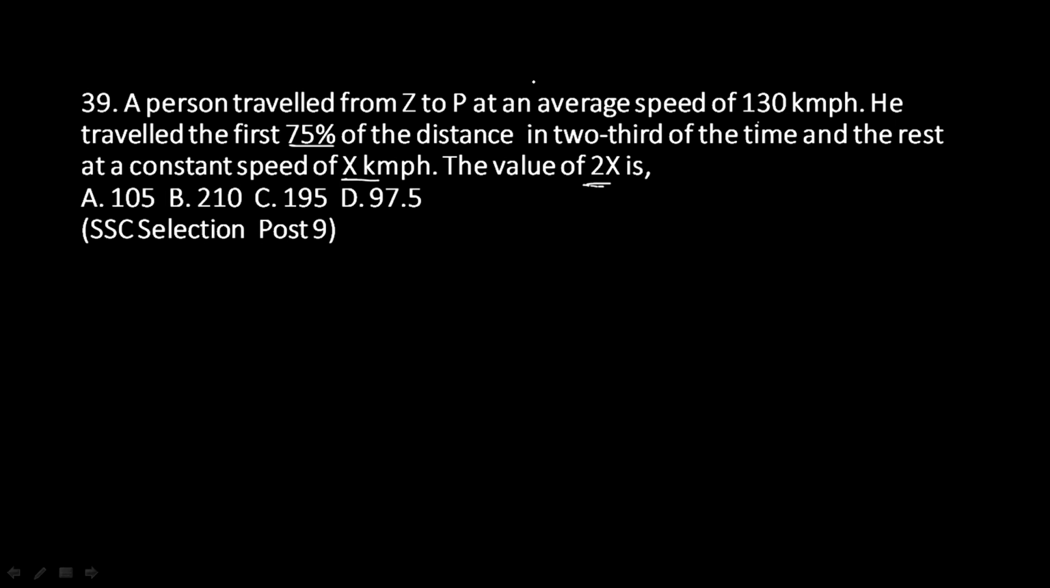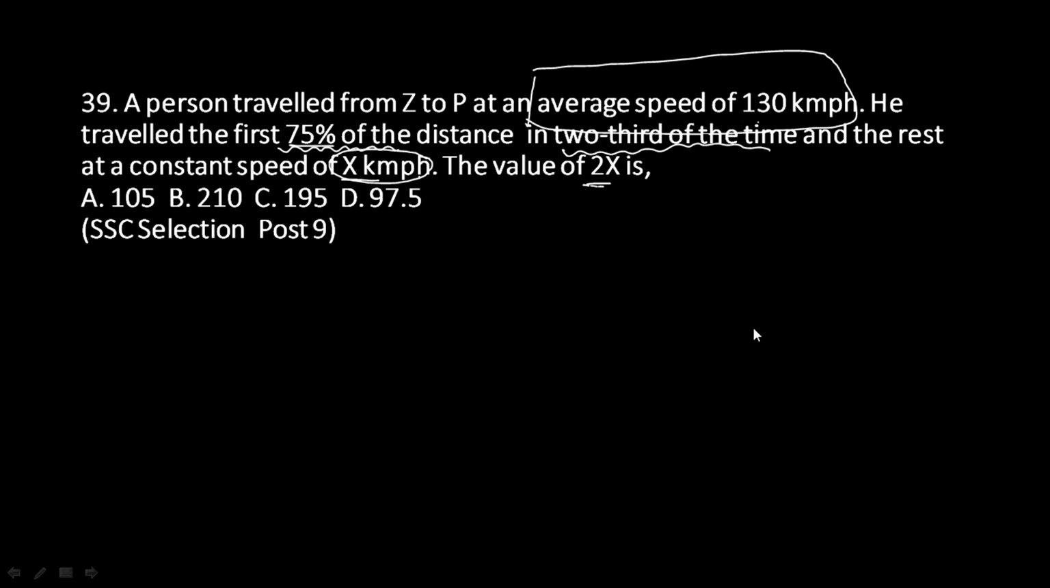Look at this. Average speed is given. And the other two data are also speeds. One is x kmph and another is not given, but it says 75% of the distance is covered in 2/3 of the time. So how will you solve it?